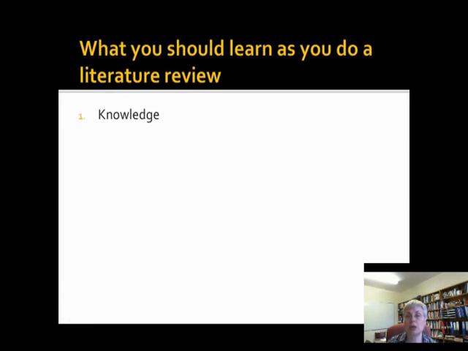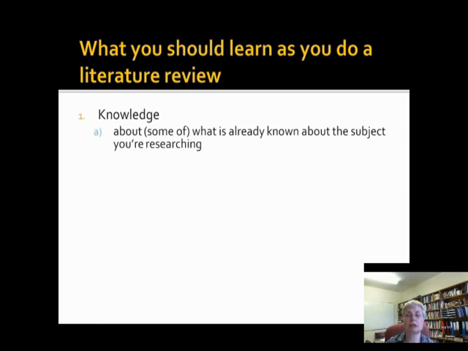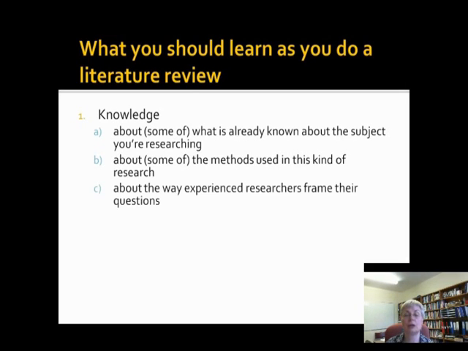So what you're learning is the knowledge about the subject that you're researching, but you're also learning about some of the methods that can be used in this kind of research. So when you see what people have found out, ask yourself, how did they find it out? Because that can be helpful to you as you choose your methods too. And people should also have framed questions and said, this is what I was looking at, this is what I was trying to find out, this is what other people have found out. So it can help you in framing your own questions.